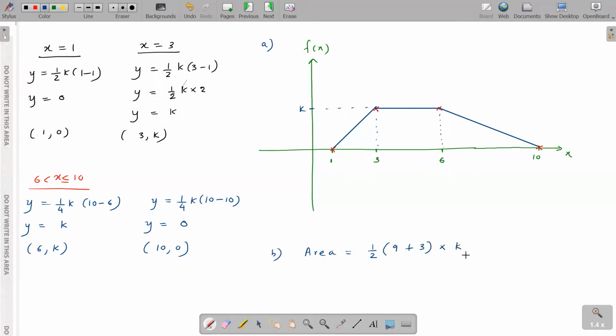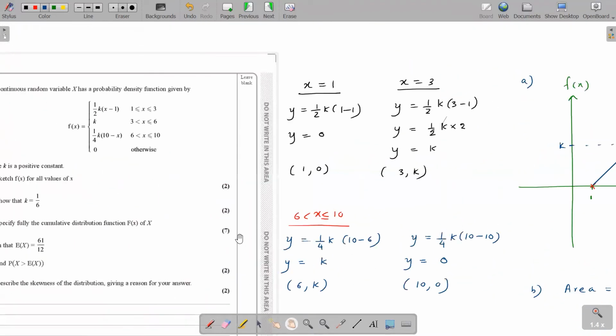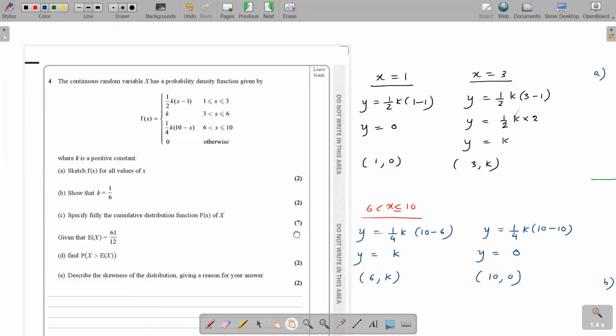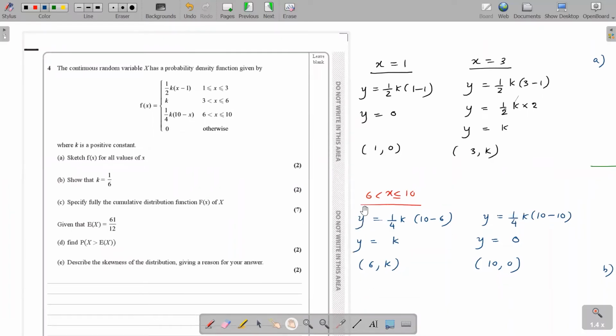So the total area is equal to 1. So make k the subject: half times (9 plus 3), that is 12, times k equals 1. Half of 12 is 6. 6 times k equals 1, which gives me k equals 1 over 6. Is that clear? k equals 1 over 6, which is the show that. So make sure, even though it's a show that, to write extra steps to show all stages of your working so that you get all the marks. Show that, you need to make sure you show the steps very clearly.